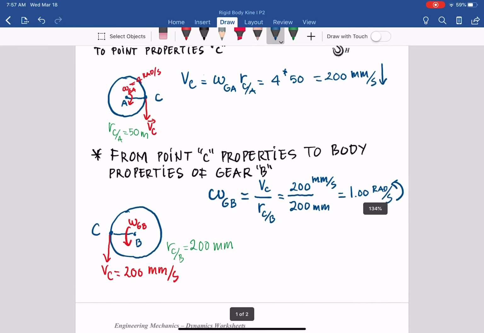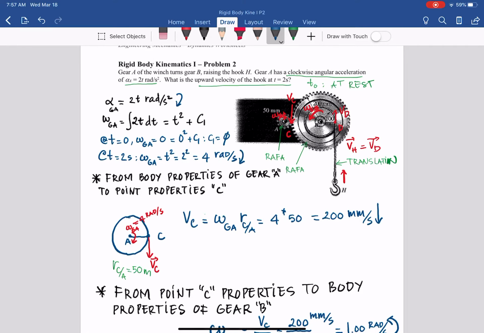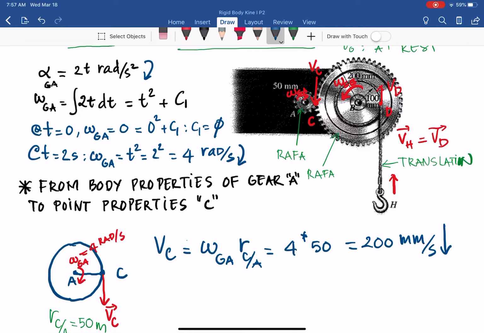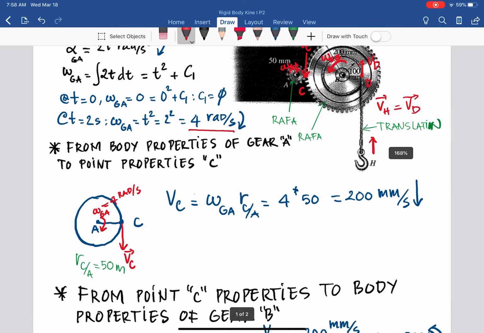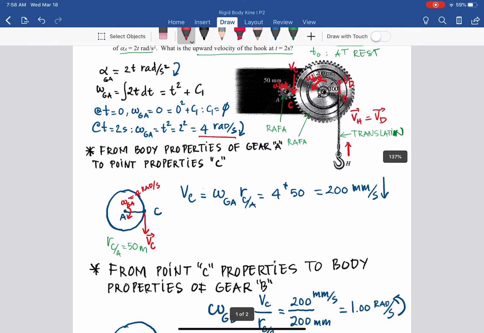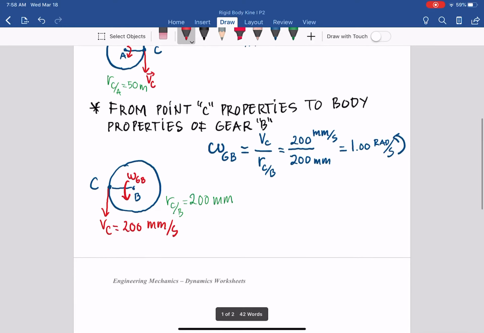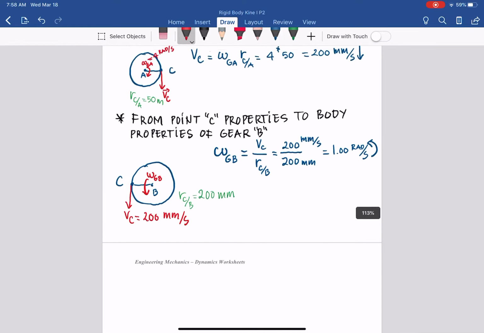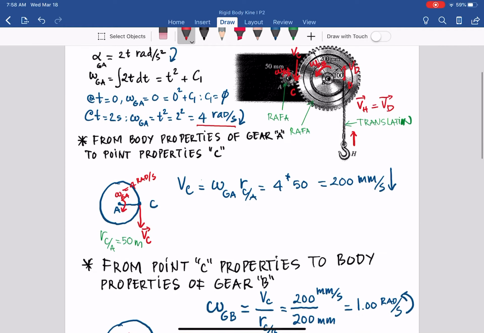Is that what the question asked? No, not yet. The question asks, what is the upward velocity of the hook at t equal 2 seconds? We already dealt with the 2 seconds here, so that we find the omega of gear A is 4 radian per second clockwise. So the upward velocity of the hook, basically the velocity of the point at the hook, is the same as the velocity of point D on gear B.